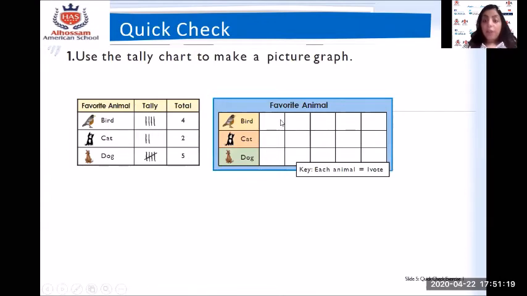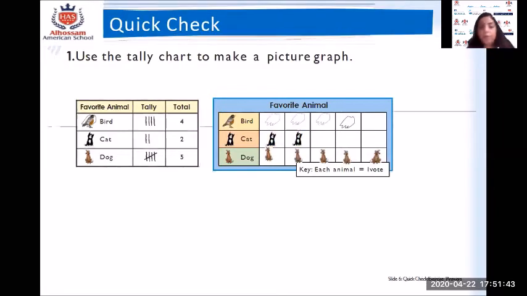4. So here I have to draw 4 pictures for bird. How many for cat? 2. So here I have to draw 2 cats. How many for dog? 5. So here I have to draw 5 dogs. Remember that you have to look at the key because it tells you very important information. It tells you that each animal equals 1 vote. So it's going to be like that.